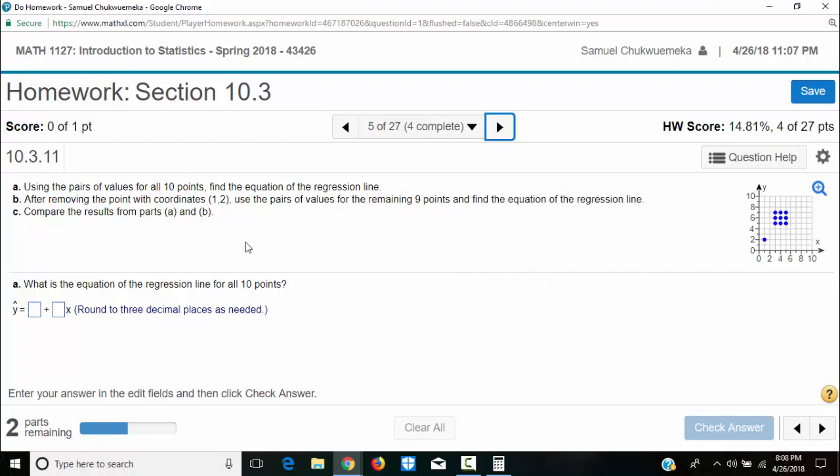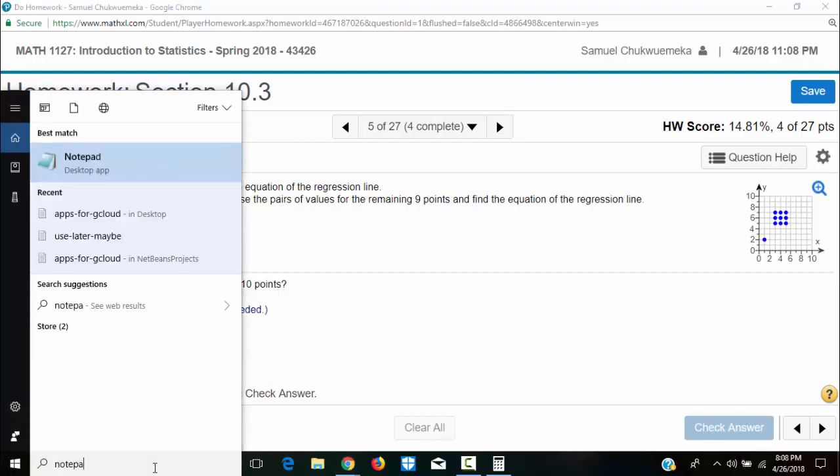Question 5. A. Using the pairs of values for all 10 points, find the equation of the regression line. B. After removing the point with coordinates 1, 2, use the pairs of values for the remaining 9 points and find the equation of the regression line. Compare the results from parts A and B. So let's pull up Notepad so we can get these points.